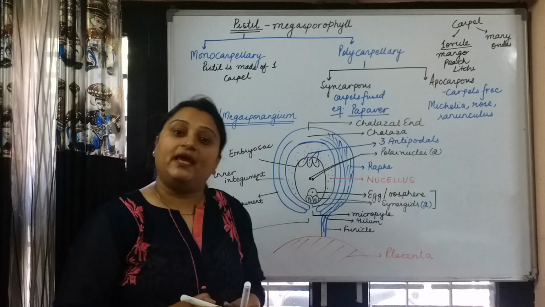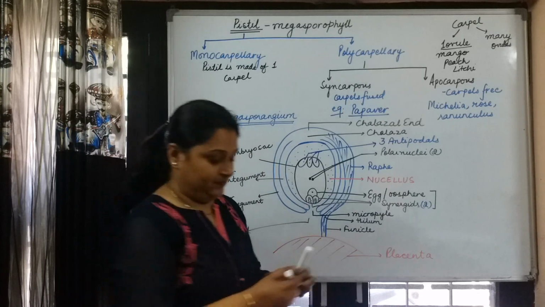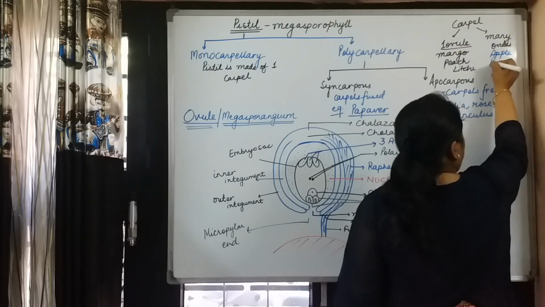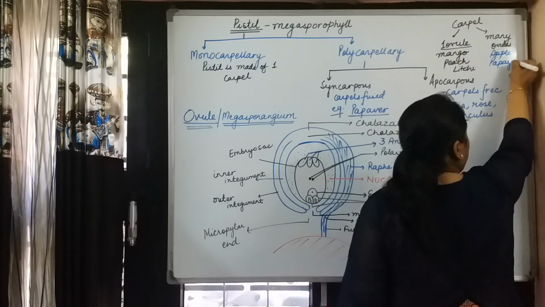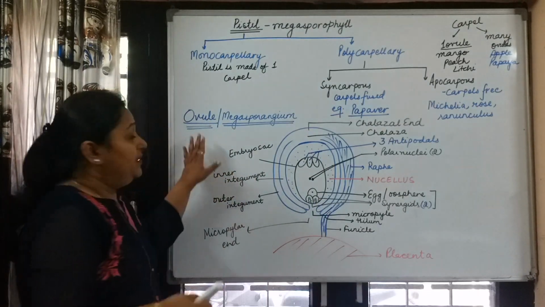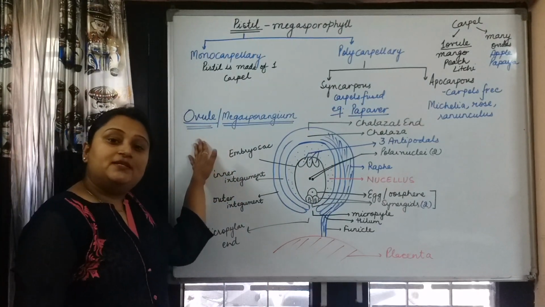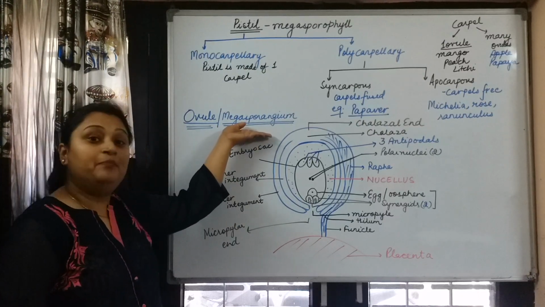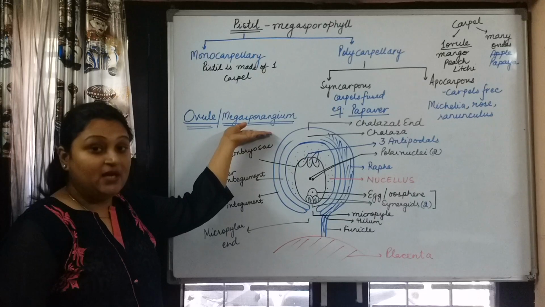Many ovules, examples are apple, papaya, etc. Many examples you can know. Next, in the next section, we will discuss the ovule. So, the ovule is also called the megasporangium.